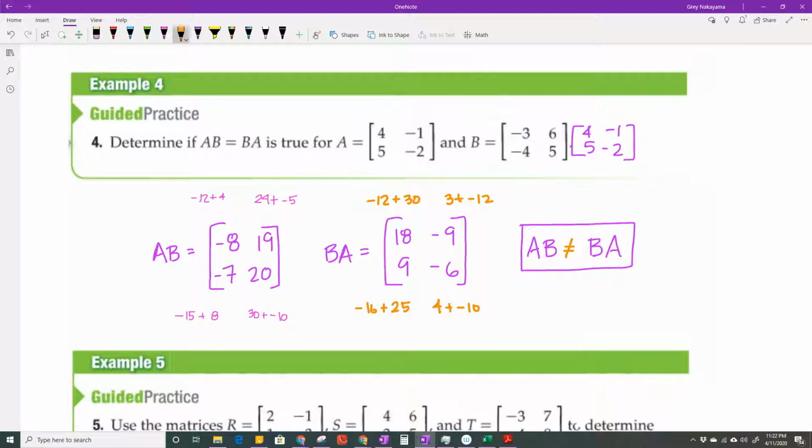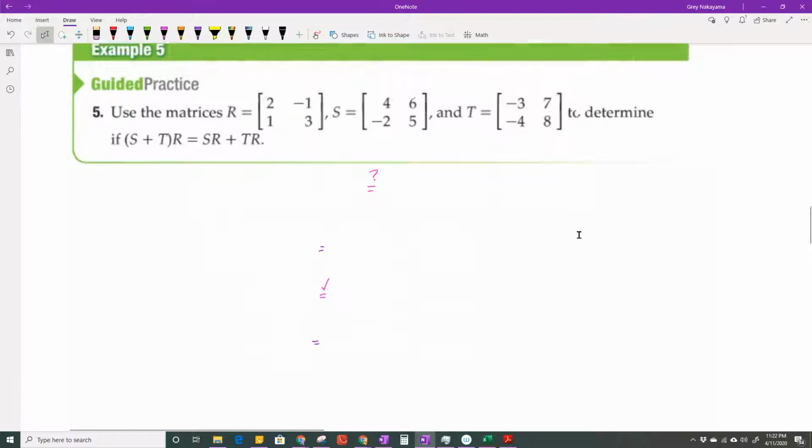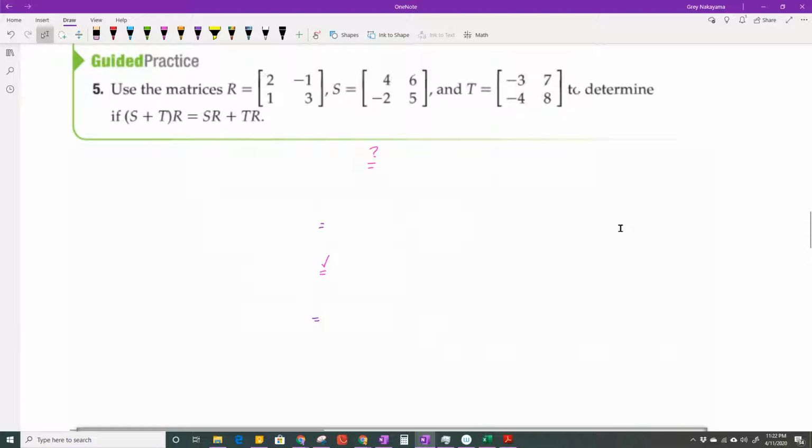Okay, another little proof that you might have to do in your homework, and I want to show you, discovering another property. Use the matrices R, S, and T to determine if S times (S plus T) times R equals SR plus TR. So that is an example, I know you all know, of the distributive property. So we're trying to see if that is true. The first thing I'm going to write down is I'm going to copy down and fill in S. So S is 4, 6, negative 2, 5.